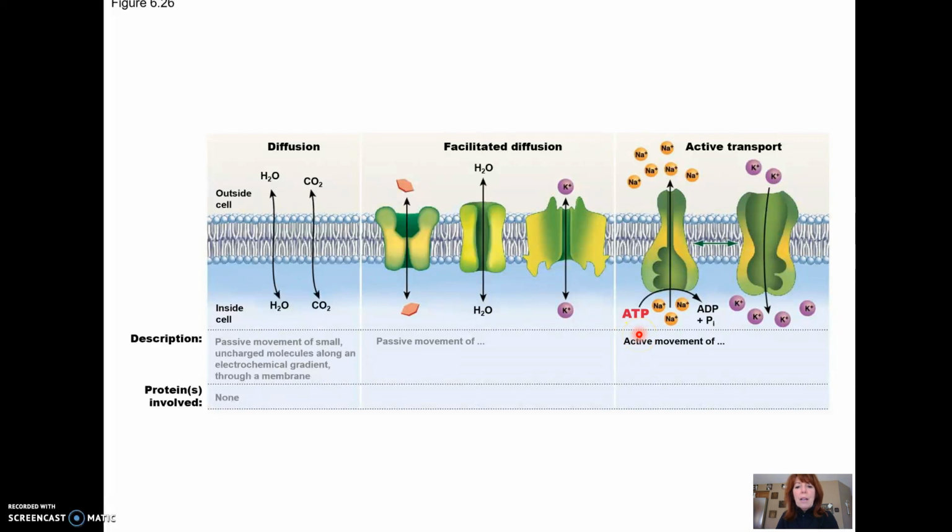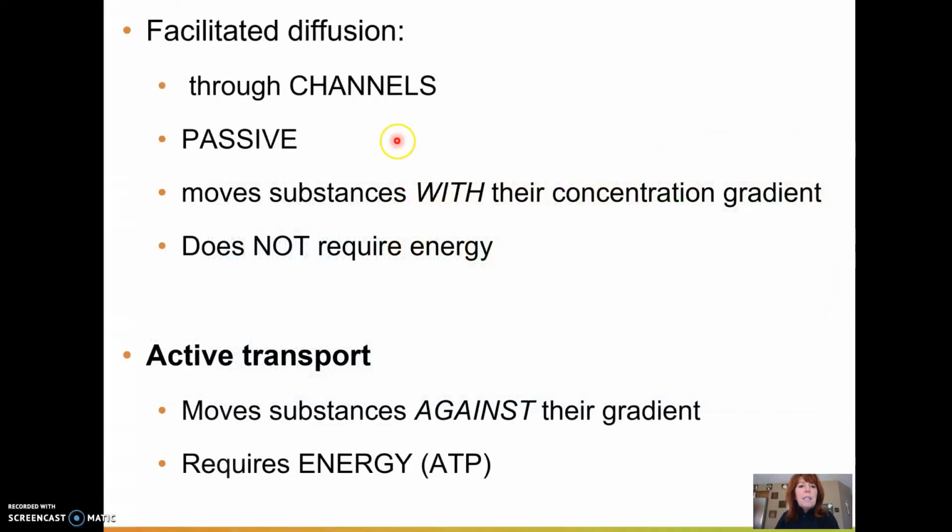Okay, so just as a recap, facilitated diffusion uses pores or channels. It's still passive. Substances still move with their concentration gradient. They're still moving from high to low, and it doesn't require energy. Active transport, remember, moves substances against their gradient, which means from low to high, and it requires ATP.